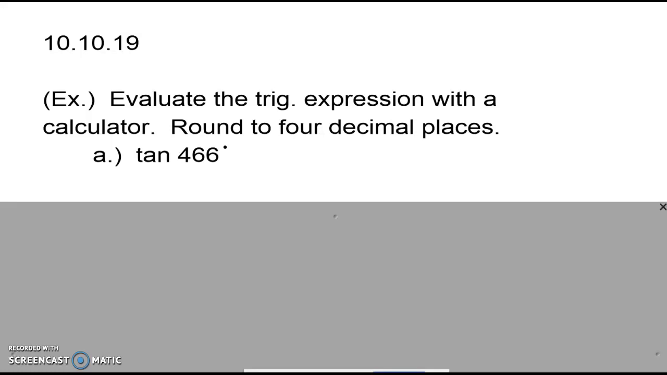Okay, so to use your calculator, you've got the tangent key on your calculator. All you're going to do, whether it's positive or negative, is just plug in the value, the angle measure. So tangent 466, you're just going to hit your tangent key, 466 on your calculator, and you should get negative 3 point, we're going to 4 decimal places, so 4874. Approximately, I guess I should say.